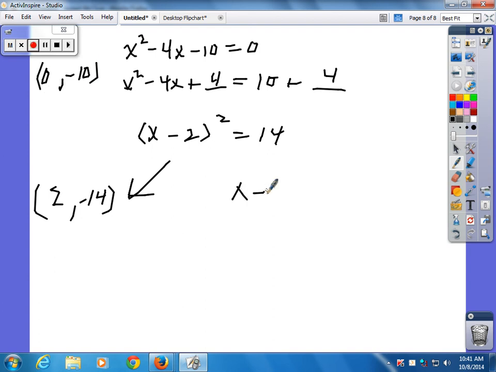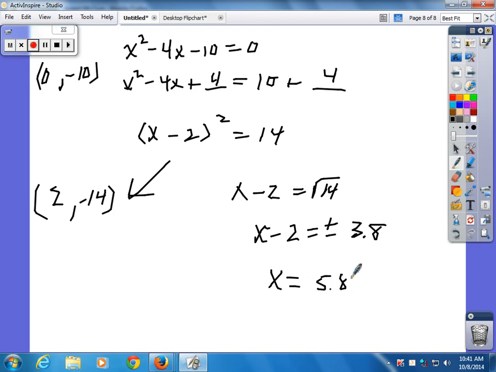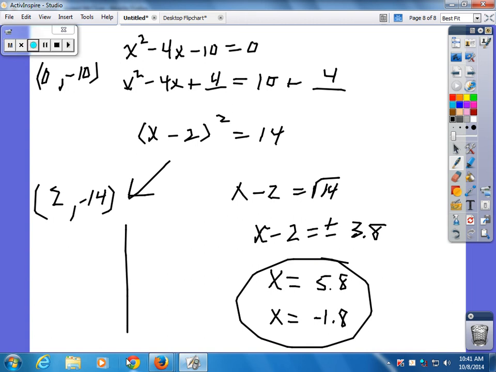And (x minus 2) quantity squared, well, that's going to be the square root of 14. The square root of 16 is 4, so the square root of 14 is what, 3.8? So x minus 2 is equal to positive or negative 3.8. So x is equal to 3.8 plus 2, which is 5.8. That's one x-intercept. The other x-intercept is negative 3.8 plus 2, which is negative 1.8. So there's my x-intercepts, there's my y-intercept, there's my vertex. So now I can graph.